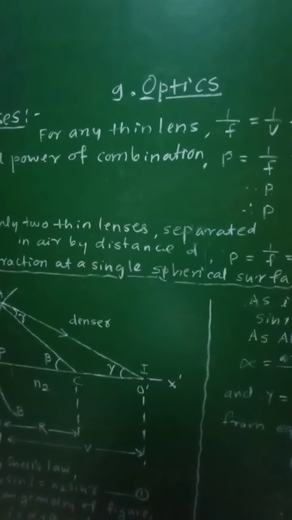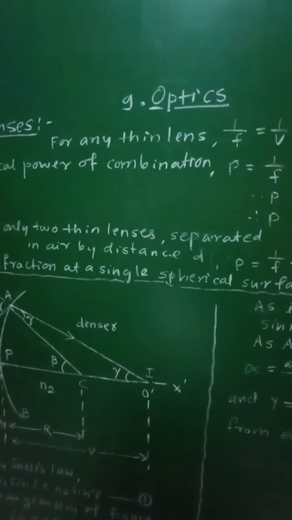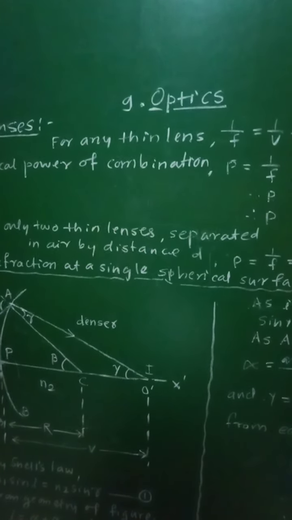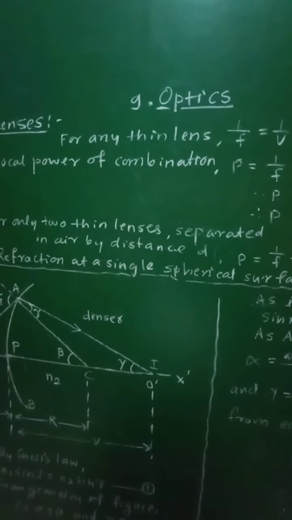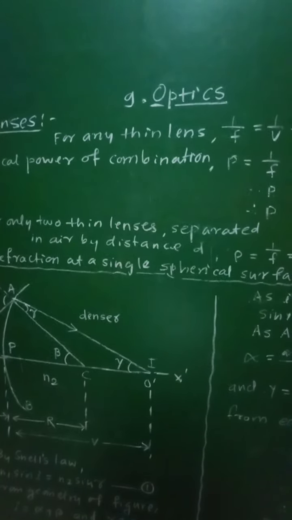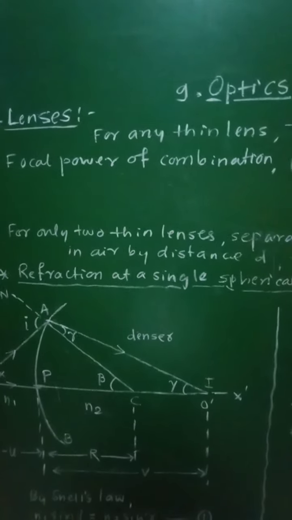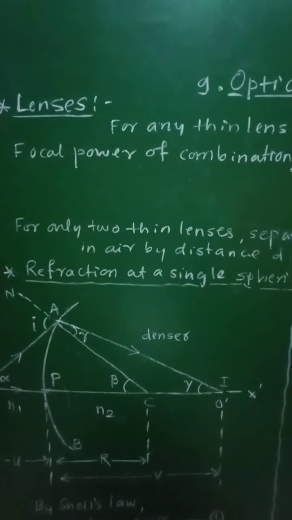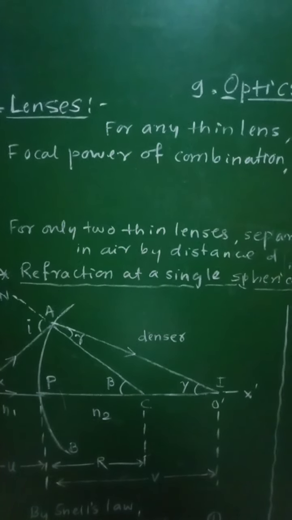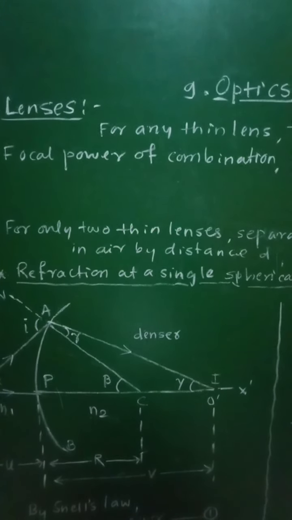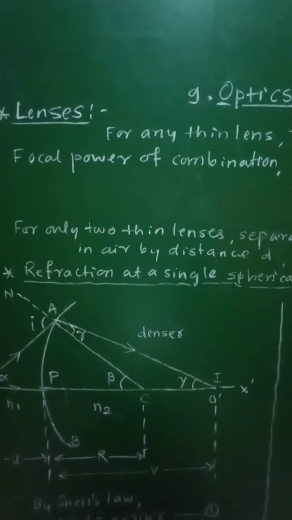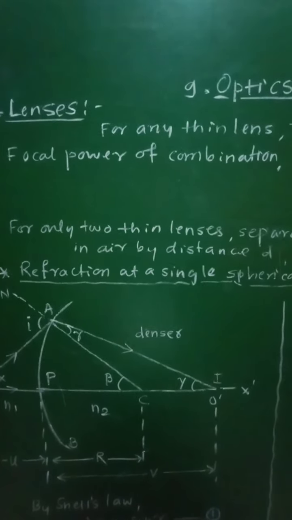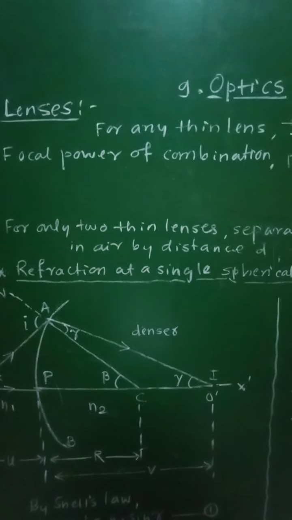A lens is said to be convex if it is thicker in the middle and narrowing towards its periphery. Its focal length is positive as per sign convention. Then a lens is concave if it is thicker at its periphery and narrows down towards the center of that lens. Its focal length is negative.